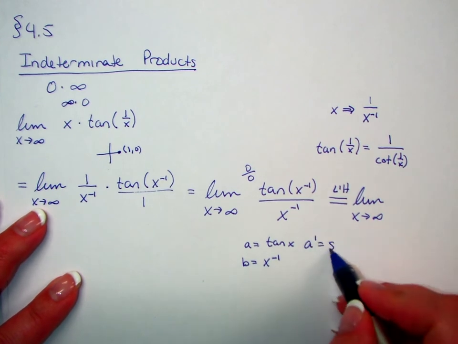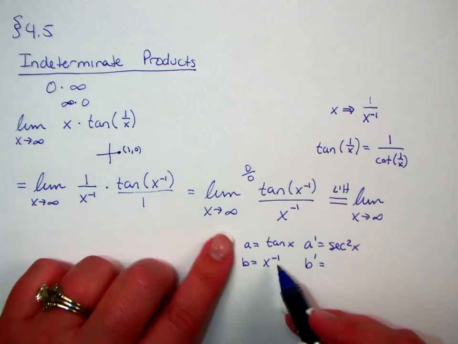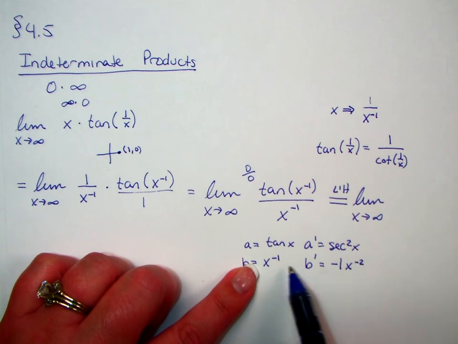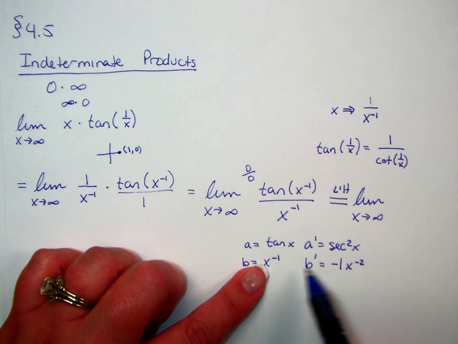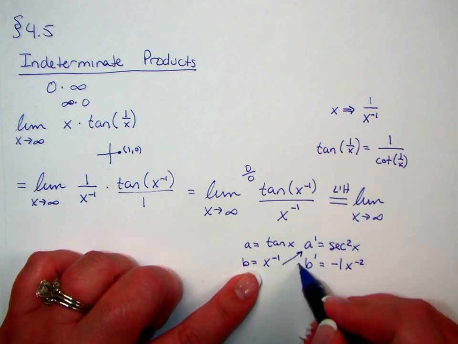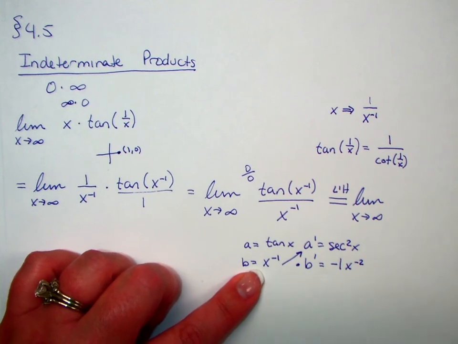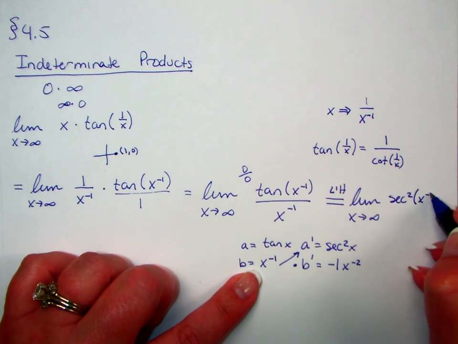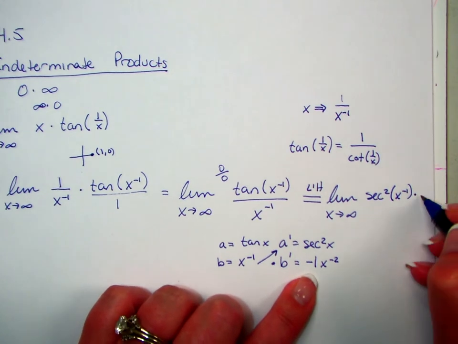The derivative of tangent is secant squared. The derivative of x to the negative 1 is negative 1 x to the negative 2, right? Because we bring the negative 1 out front and then subtract 1 from negative 1 to get negative 2. So now to finish off the chain rule, I need to plug b into a prime and then multiply times b prime. So I'm going to get secant squared of x to the negative 1, and then this is going to get multiplied times negative x to the negative 2.